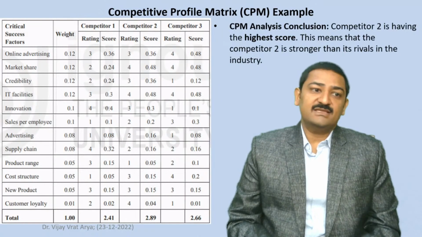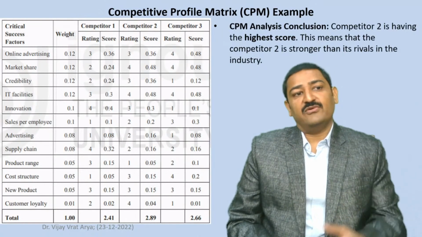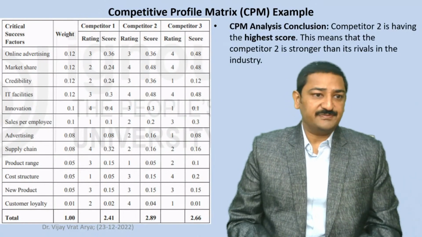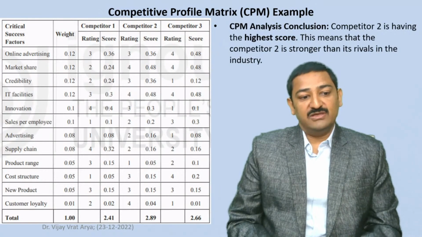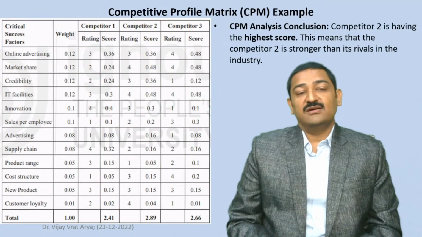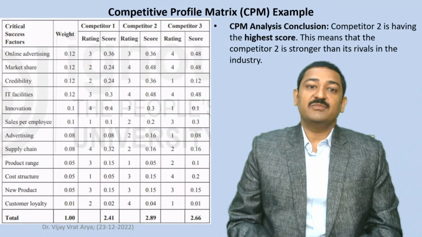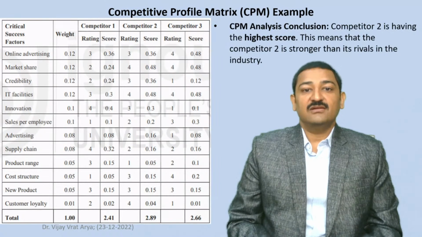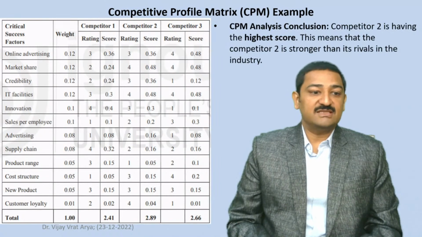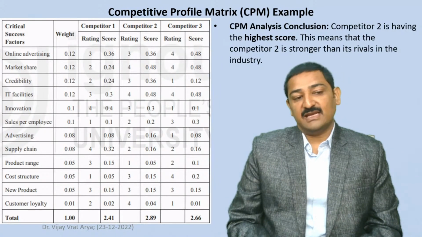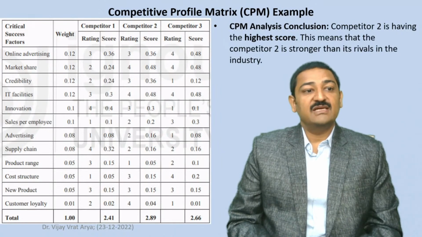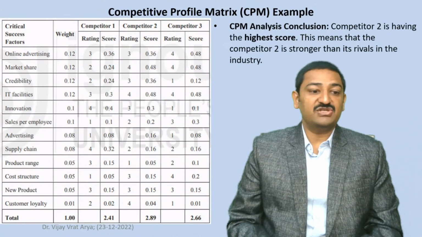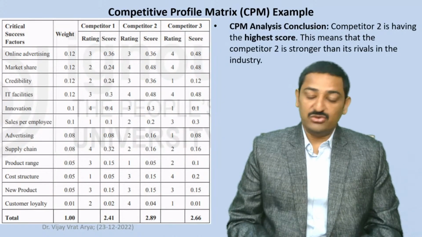And just to give a brief of the critical success factors identified here, they cover different aspects from the perspective of the competitive profile matrix. It can be sales per employee, it can be IT facilities, it can be credibility, it can be the online advertising aspect, maybe something supply chain related, maybe cost structure.